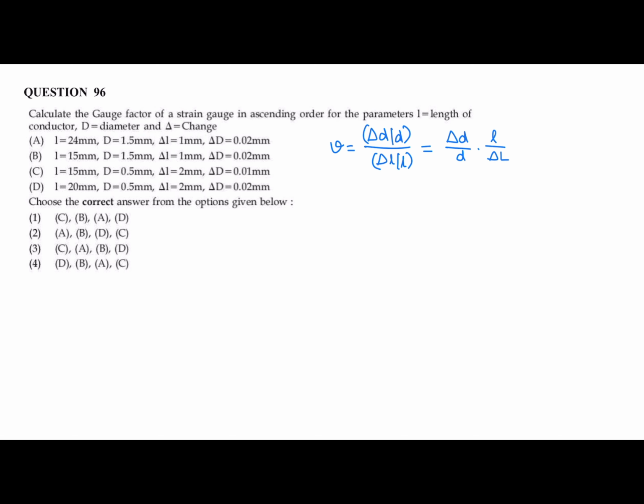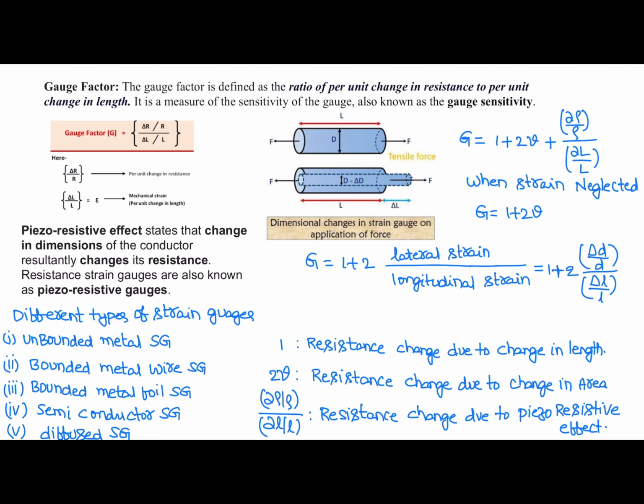Next question. Arrange the strain gauges in ascending order of gauge factor. So let us see the definition of gauge factor. Gauge factor is defined as the ratio of per unit change in resistance to per unit change in length. It is a measure of sensitivity of the gauge, also known as gauge sensitivity. Different types of strain gauges are unbonded metal strain gauge, bonded metal wire strain gauge, bonded metal foil strain gauge, semiconductor strain gauge, and diffused strain gauge.